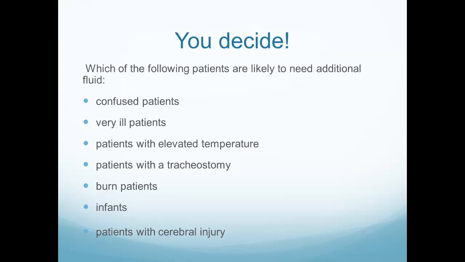Patients with a tracheostomy may need more fluid because the upper airway helps to humidify the air that's going into the lung, and we just bypass that by putting in a tracheostomy. Burn patients need fluid. Infants, remember again, they have a large amount of body mass that's fluid, and if they lose even 10% of that, they could really be in trouble. And patients with cerebral injury may have fluid volume problems related to diabetes insipidus.